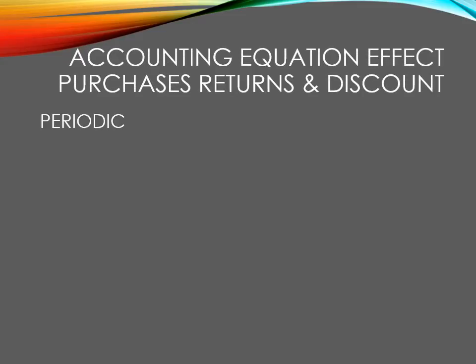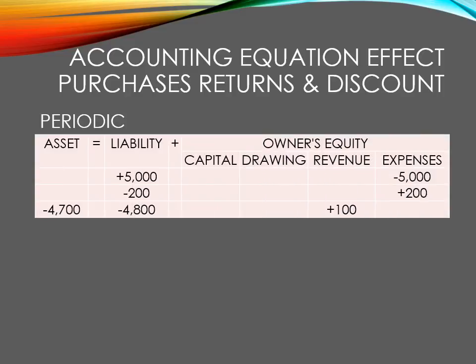Now we look at an example of purchases returns and discount received. If you're using the periodic inventory system, when you have a return, for example, the return value is 200 ringgit, the effect is that you will deduct the liability by 200 ringgit and the expenses will be reduced. So your effect on owner's equity will be an increase of 200 ringgit under the expenses column.